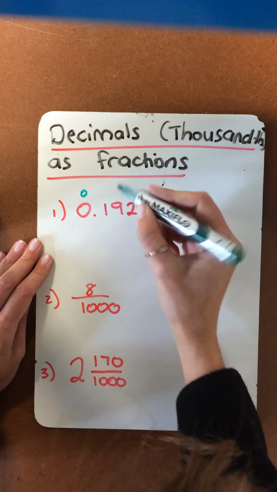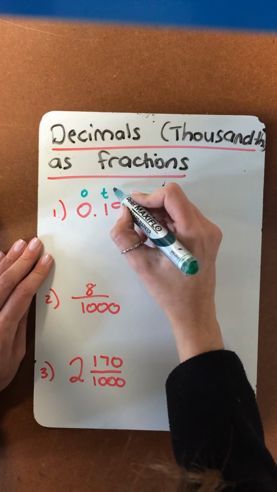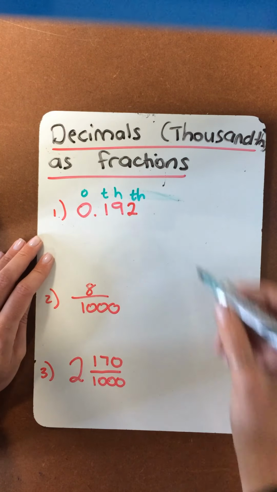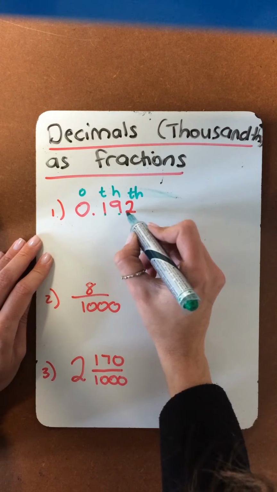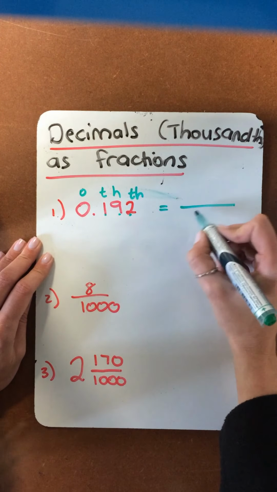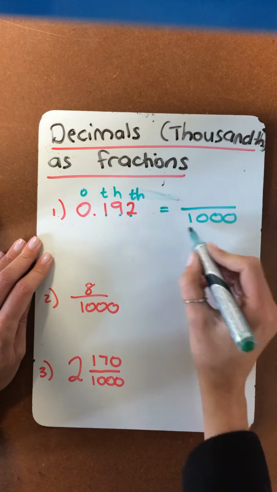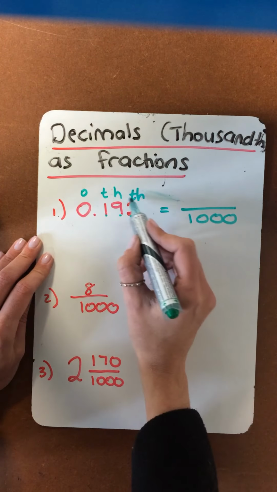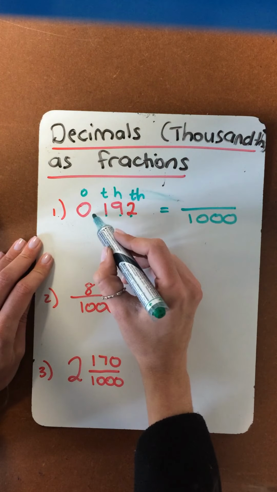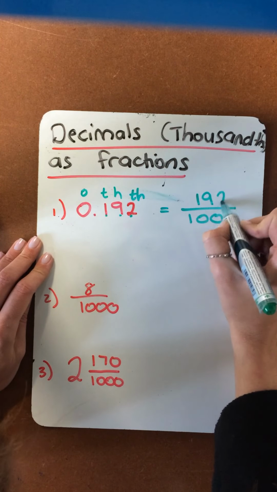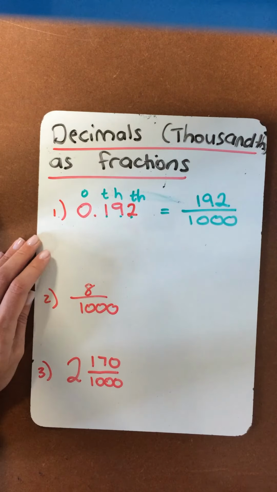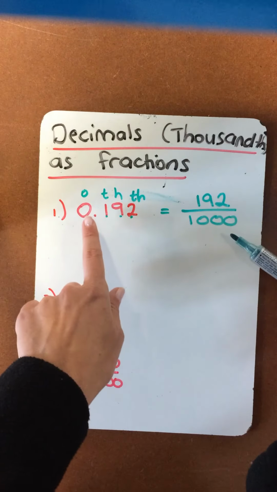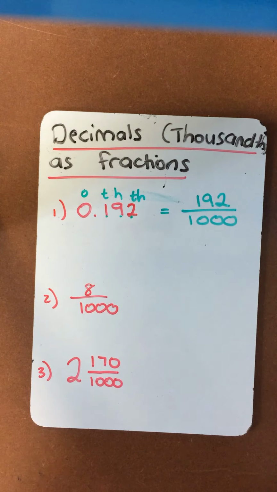0 is in the ones, 1 is in the tenths, 9 is in the hundredths, and 2 is in the thousandths place. Now, because I have numbers all the way up to the thousandths place, my denominator is going to be 1,000. My numbers after the decimal point become my numerator. So I have 192 over 1,000. That is my fraction. That is the same as 0.192.